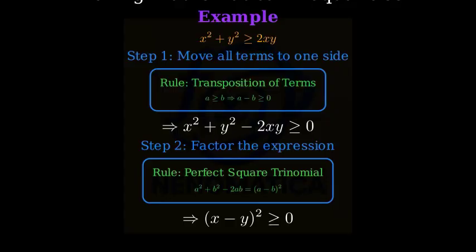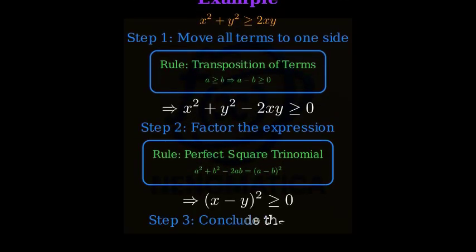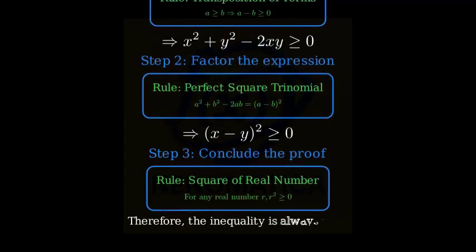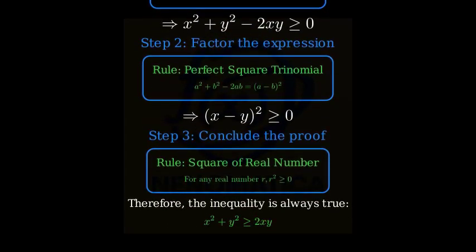For our final step, we'll use the fact that any squared real number is always non-negative. Since (x minus y) squared is always greater than or equal to 0, this means our original inequality x squared plus y squared is greater than or equal to 2xy is always true for any real numbers x and y. Now, let's move on to our second example.